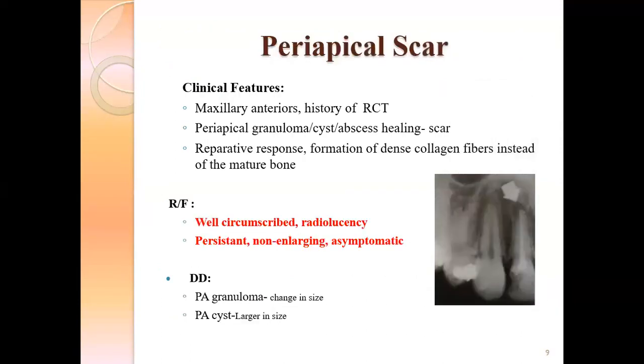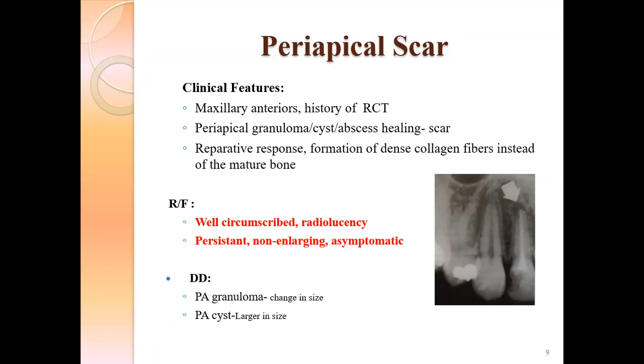Next is a periapical scar. Periapical scar means it is also seen at the periapical region, and the patient will give a history of root canal treatment, and it is also usually seen in the maxillary anterior region. Okay, and this periapical scar consists of dense collagen fibers instead of a complete mature bone to be formed.